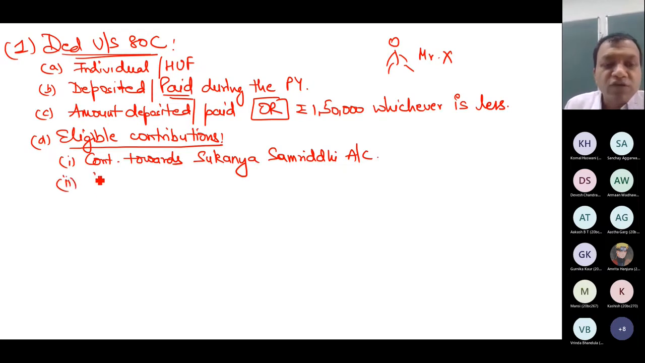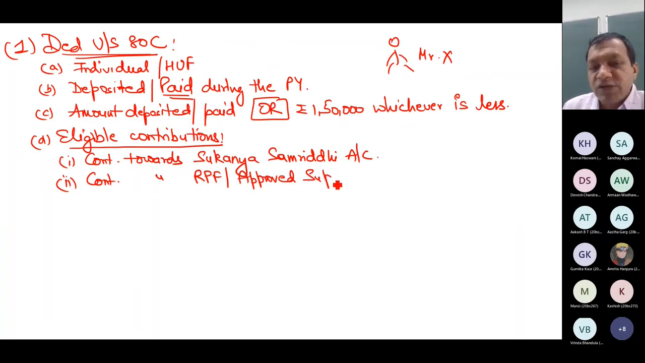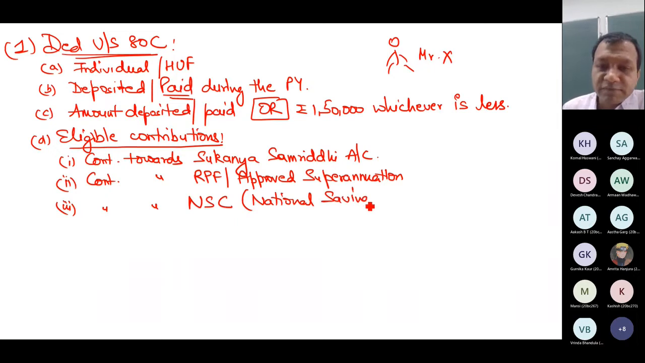Then your contribution towards your recognized provident fund or approved superannuation fund is eligible for deduction under section 80C. Then NSC, National Savings Certificate. These are securities of the government. National Savings Certificates are eligible for deduction under section 80C.